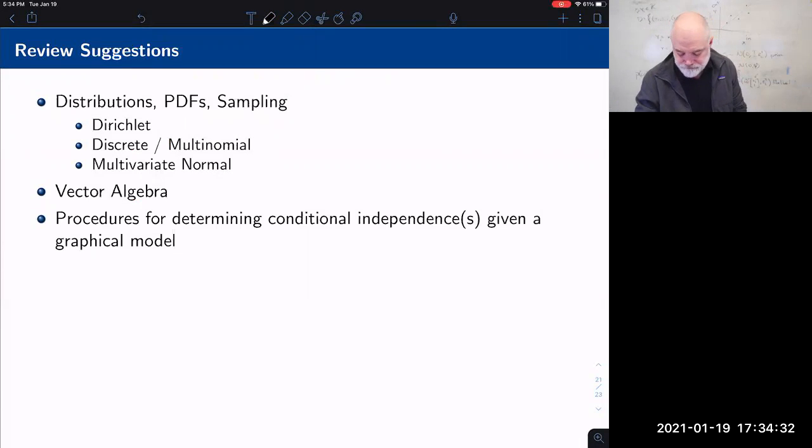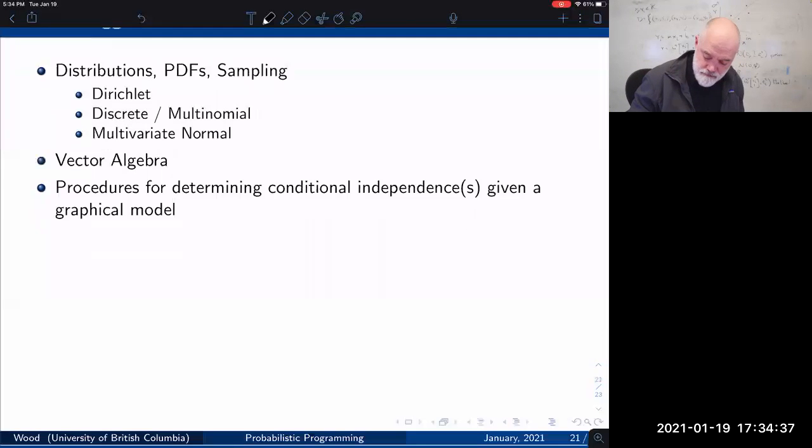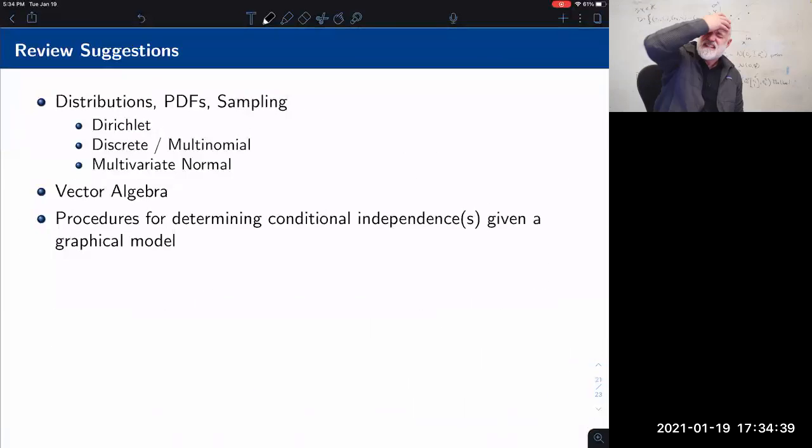So what's the point? It should be apparent that you definitely need to know what common distributions are. You're going to need to know what their PDFs are, and you need to understand how to sample from those underlying distributions: Dirichlet, discrete, multinomial, multivariate normal. We're just going to assume that you know that. We're going to assume that you know some vector algebra, so on and so forth.